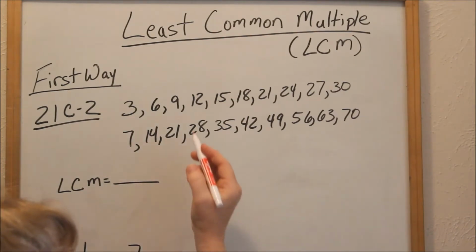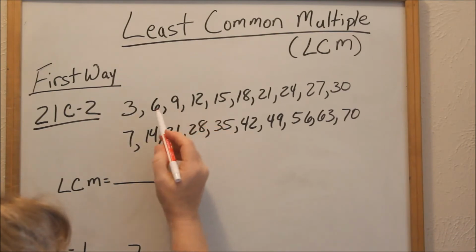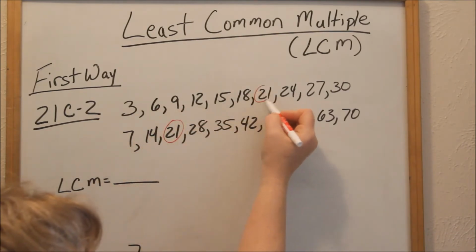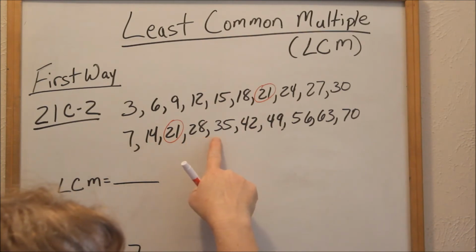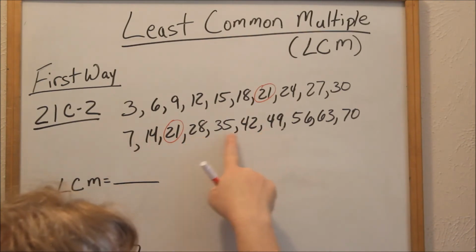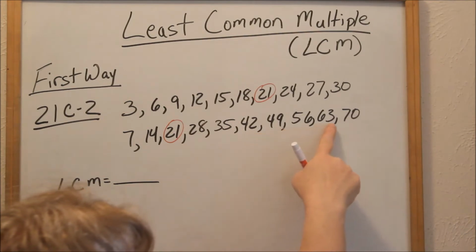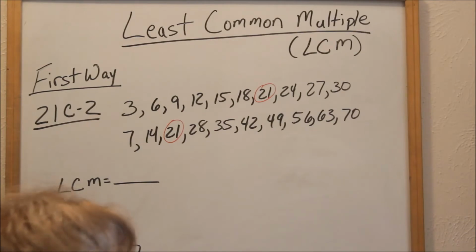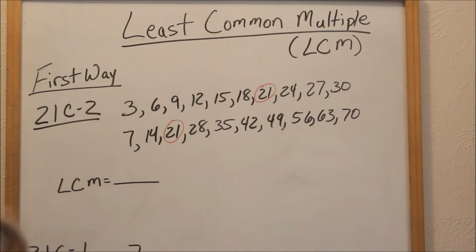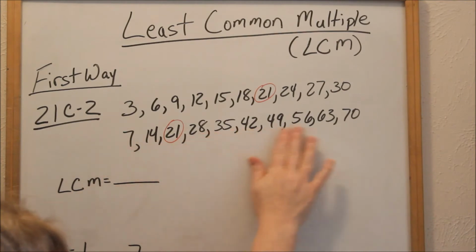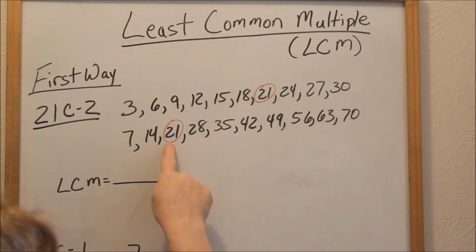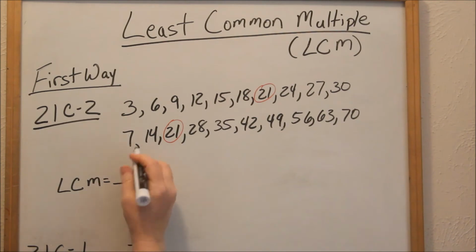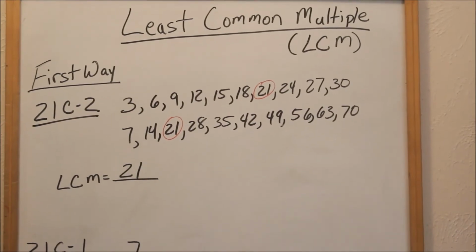Okay, so here they have 21 in common. Then I think that might be it. Those are the only numbers that they have in common. Making sure I'm not missing something. So then there you go. If they had some other number higher than this in common, the lowest number they have in common is 21. And if I was to make a common denominator, that is the lowest number I would use to make a common denominator with both of those.